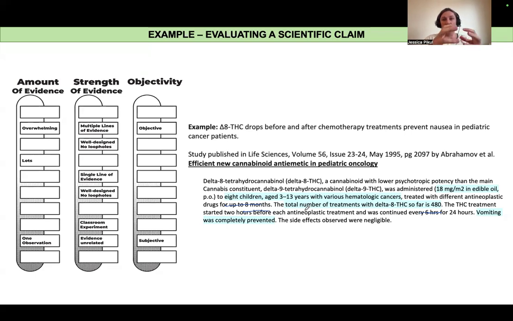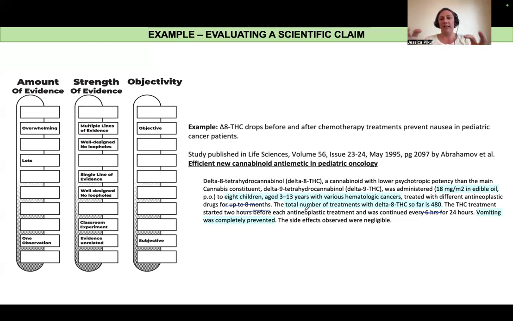Let's use an example and walk through different pieces of this evaluation process. I have here on the right-hand side an example that is based on a study that was done back like forever ago in 1995. Let's take the scientific claim that delta 8 THC drops before and after chemotherapy treatments can prevent nausea in pediatric cancer patients. That is a straightforward claim. If you take delta 8 THC as a kid with cancer before and after your chemo treatments, then you're not going to feel as sick, which would be a marked improvement to how the child is feeling going through treatment. So the evidence for this would be a study.